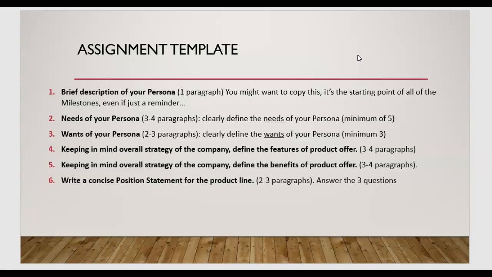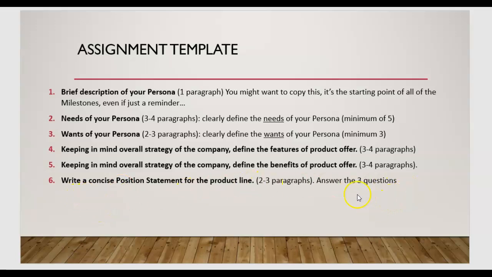So keep in mind the overall strategy of the company, and define the features of your product offer. So the overall strategy of the company as it equates to the needs of your persona. And then, keeping in mind the overall strategy of the company, define the benefits that your product offers to your target market. So again, you're really defining the product at this point, based on numbers 2 and 3, the needs of your persona and the wants of your persona. And then once all that's done, I want you to write that concise position statement.